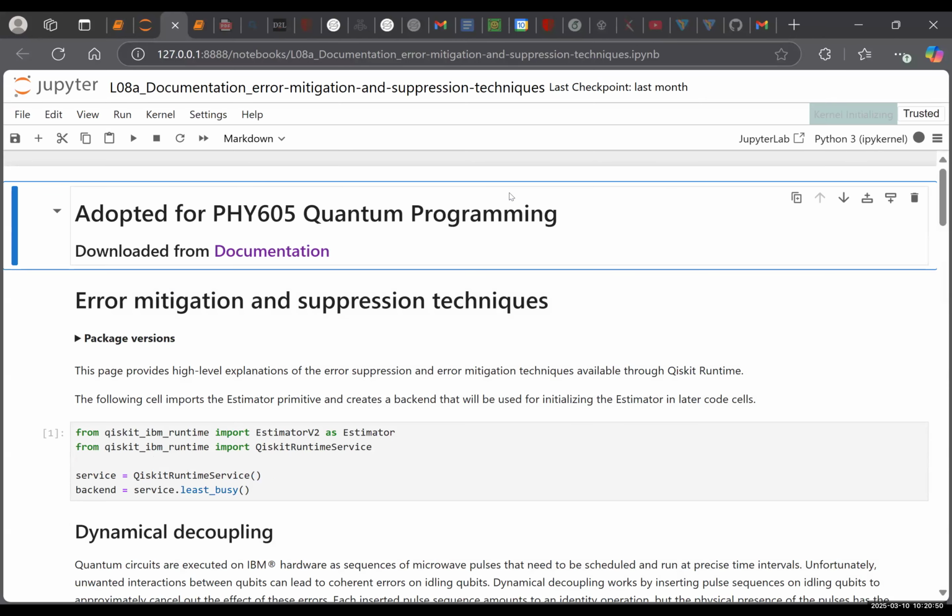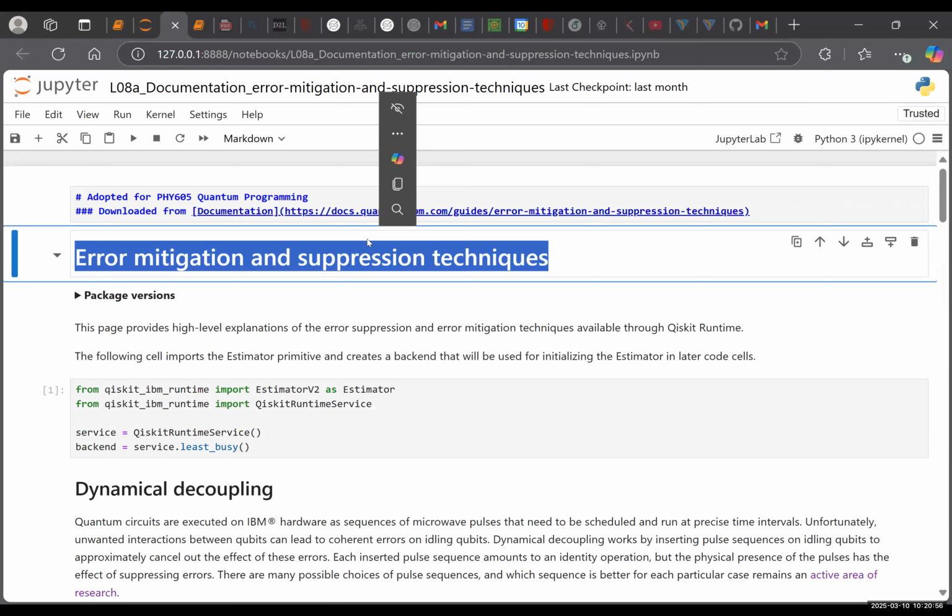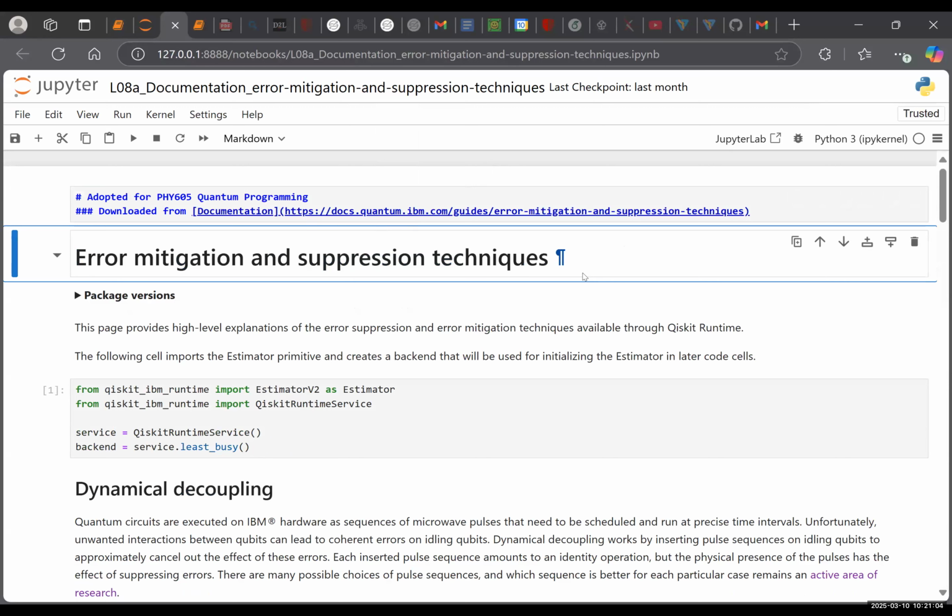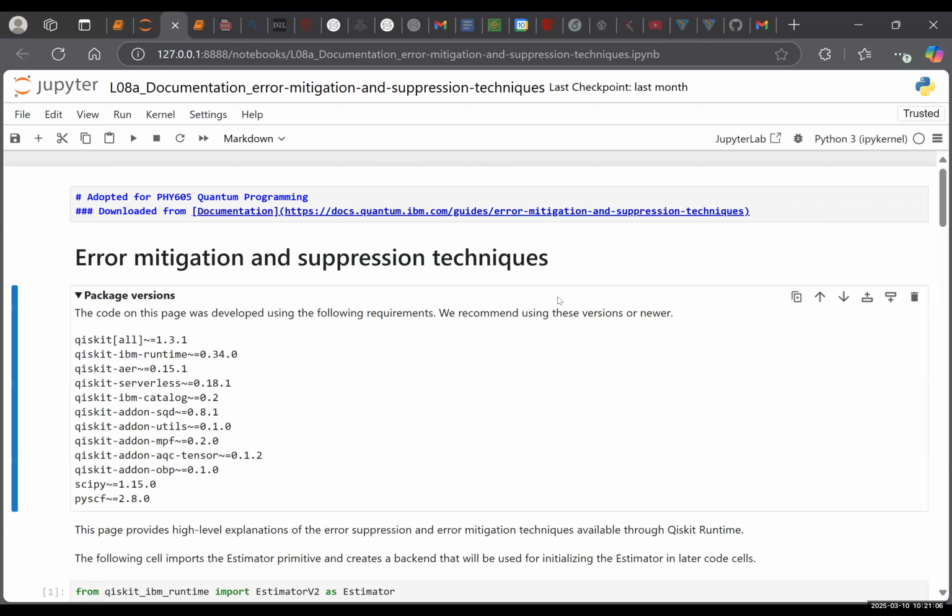Okay, this one is from the documentation. Yeah, it's downloaded from here. You can go to the link. I supplied the link here. This is from IBM's documentation on error mitigation and suppression. Right. So what I was talking about was mitigation.